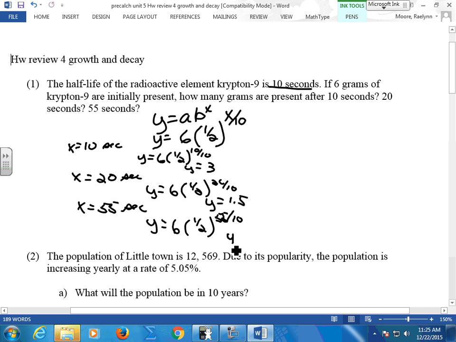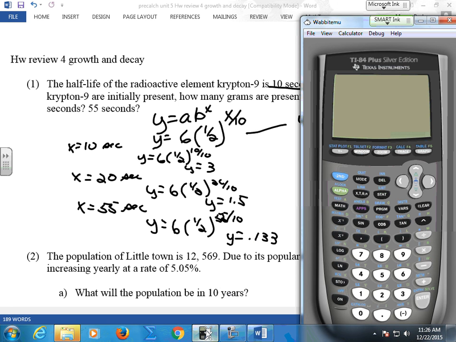And what'd you get for this? 0.133. Thank you. Now, I could do it that way, or I could throw this whole thing into my Y1. All I have to do to throw it in my Y1 is just put it in Y1, and I don't even care what my graph looks like. And then just go to my table and look up each one. Just show me your substitution.